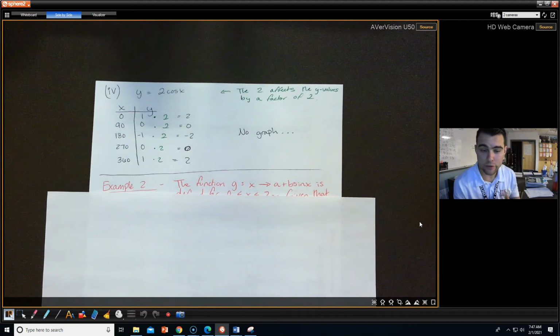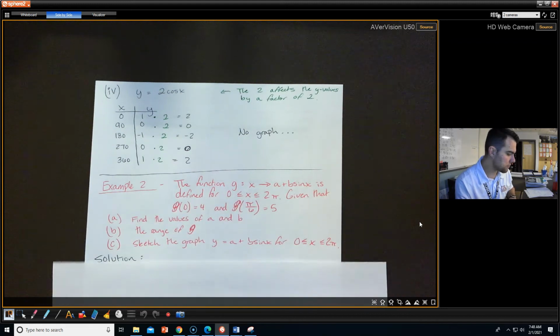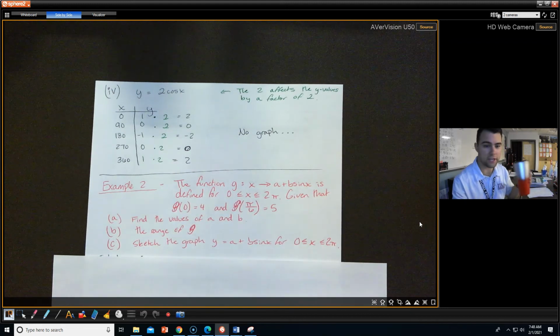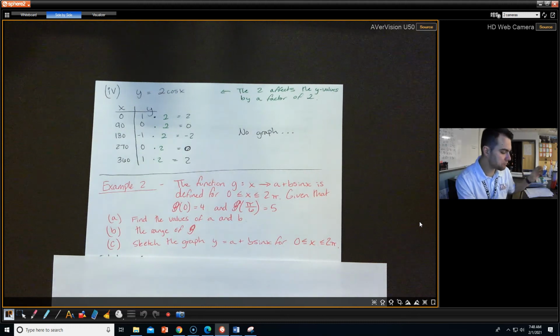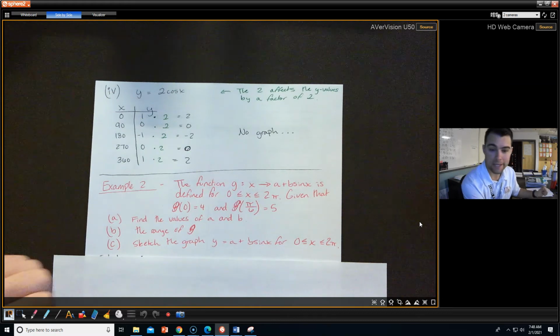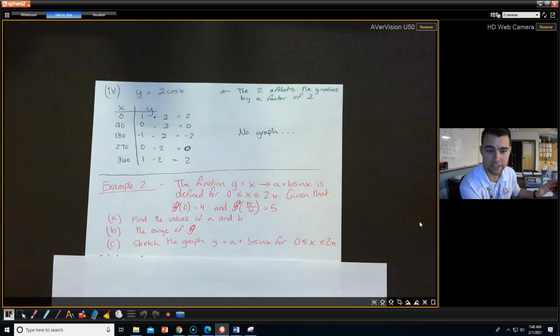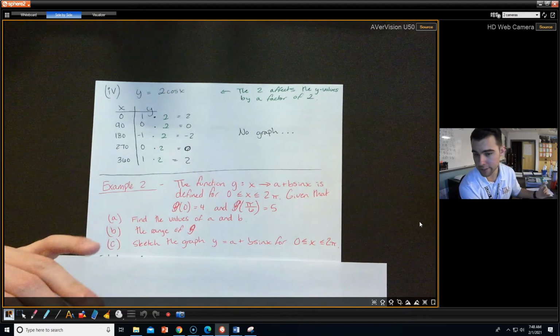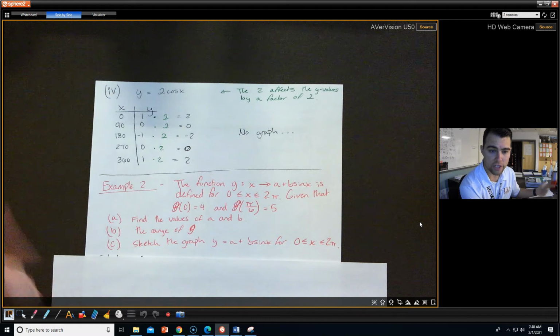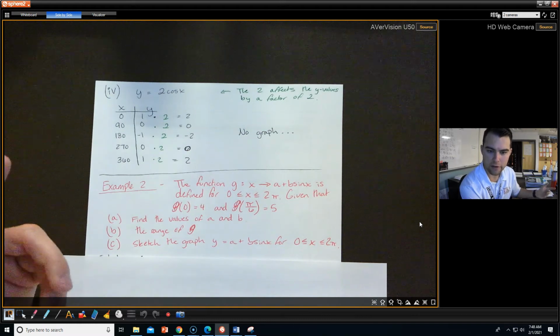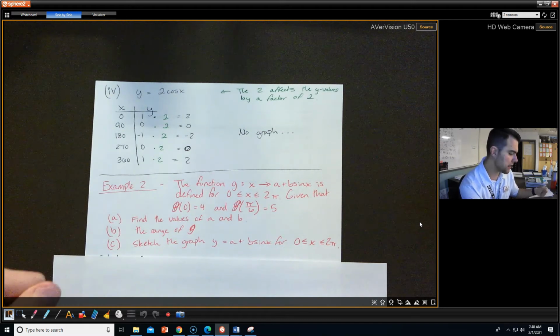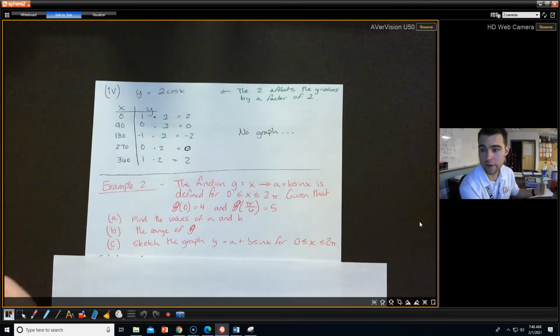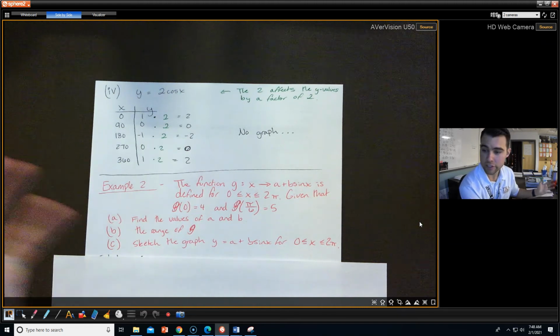But let's look at example 2. This is another type of problem you might encounter on your homework. So we have this function g of x, and it equals a plus b sine of x. It's defined from 0 to 2 pi, or 0 to 360 degrees. Given that g of 0 equals 4 and g of pi over 6 equals 5, we need to find the values of a and b. Then we need to find the range of g, and then we need to sketch the graph.